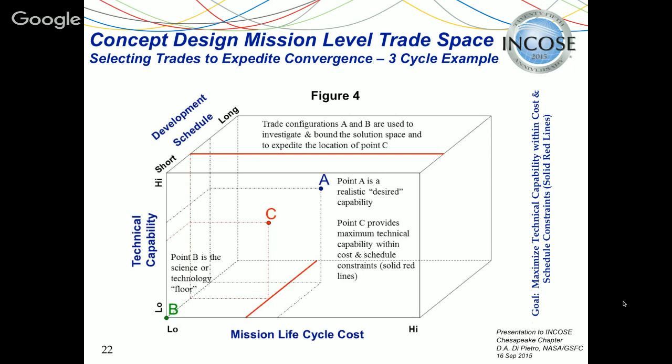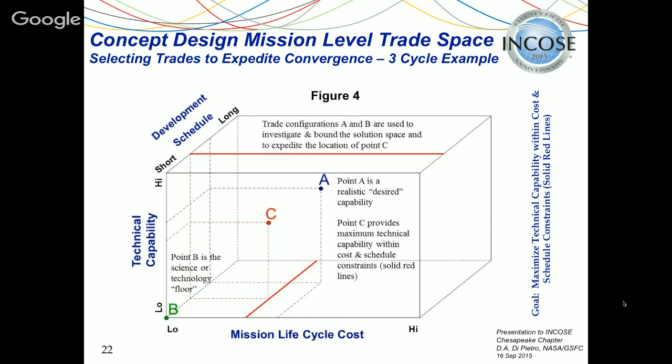Okay, so this is a trade space terrarium, which I've used at Goddard on a few occasions. And down here we've got, on the horizontal axis, mission lifecycle cost from low to high. On the vertical, technical capability from low to high, and going into the board, development schedule from short to long. You'll see two red lines. These are both constraints.